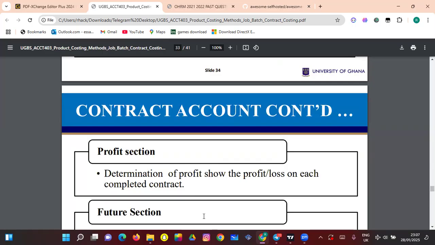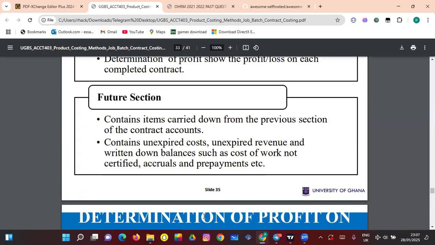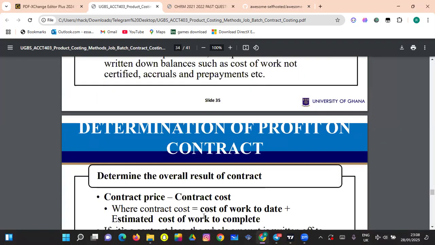So we move on to the profit section. The profit section is more of determining the profit that is supposed to be shown in the profit or loss account on each completed contract. The future section contains items carried down from the previous section to the current account. So if there was any carry down, you bring it in as well. It contains unexpired costs, unexpired revenue, and written down balances such as cost of work not certified, accruals and prepayments, etc.